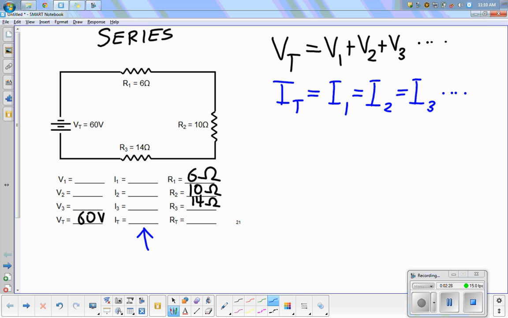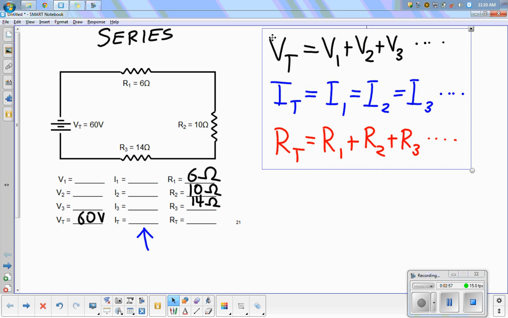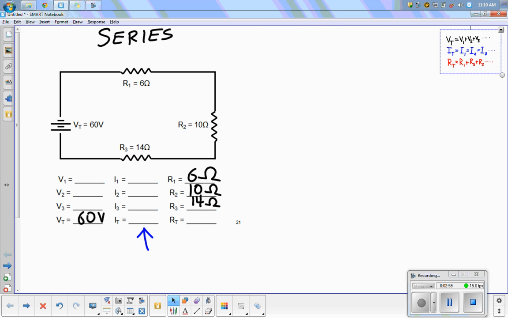For resistance in a series circuit, as I add more resistors, I'm adding more resistance. So the total resistance is just the sum of all the resistors, R1 plus R2 plus R3, and so on. Our first step, because we know R1, R2, and R3, is going to be to find the total resistance, which should be pretty quick and easy.